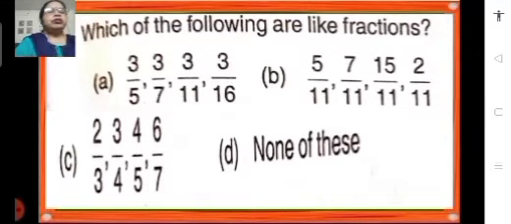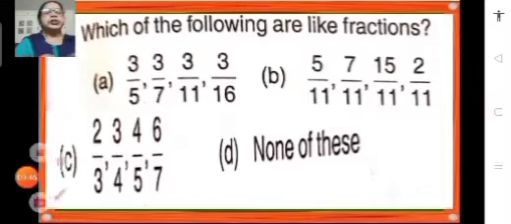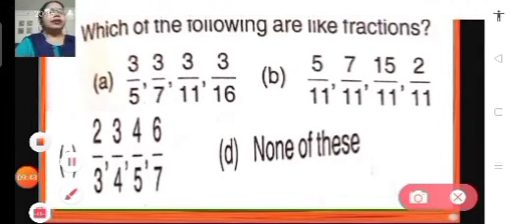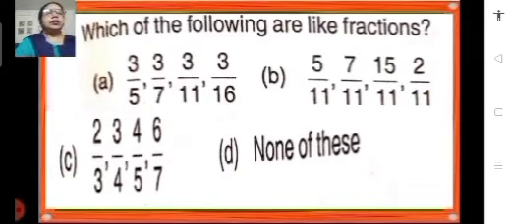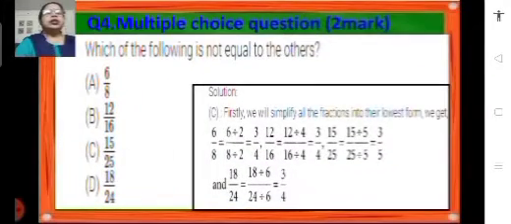Next, which of the following are like fractions? In like fractions, we have same denominators, isn't it? So which is the correct option? Option B is the right answer, isn't it? The fractions with the same denominators are there. So it is B. Next question.